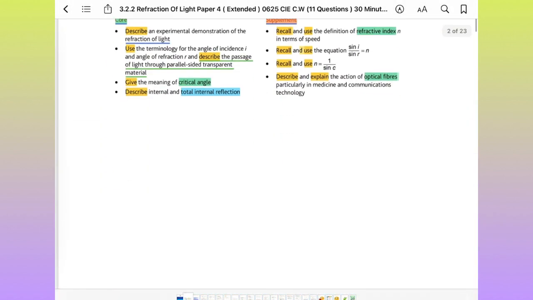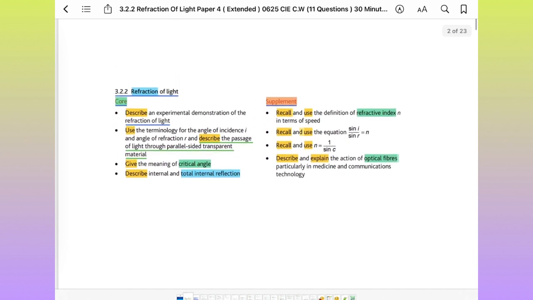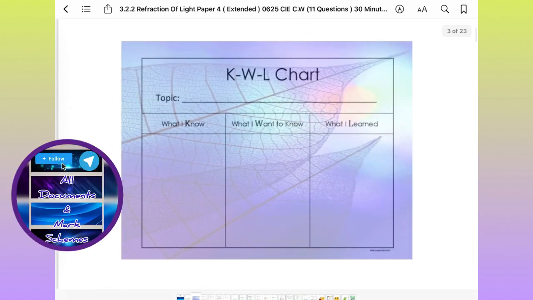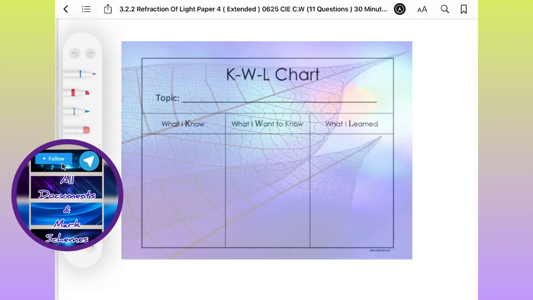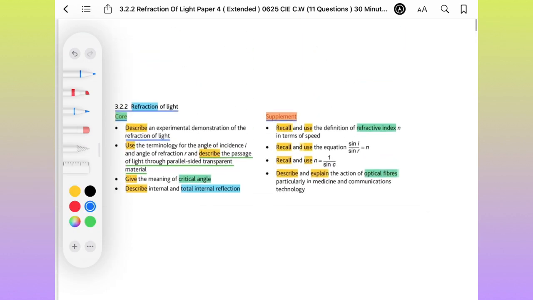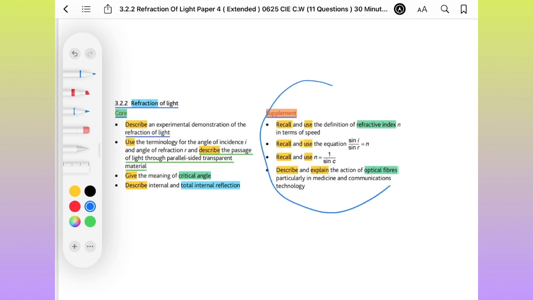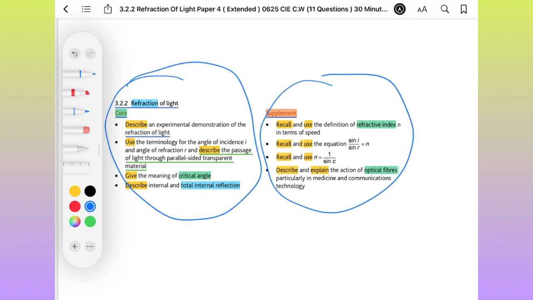Today we are discussing refraction of light, paper 4, and this is classwork for extended candidates. Before we start, please check the specifications you have in your CIE syllabus, and write down in the KWL chart what you know and what you want to know, and at the end of the session write down what you learned, and as usual check that what you learned is here in the syllabus.